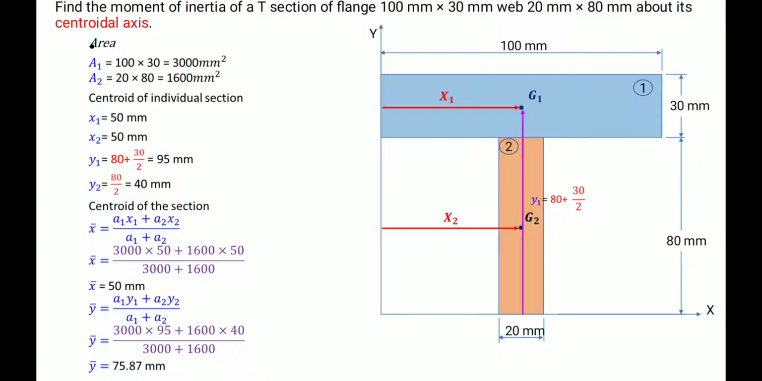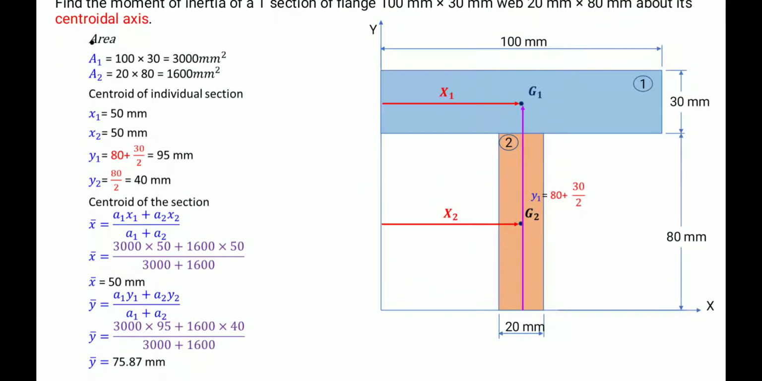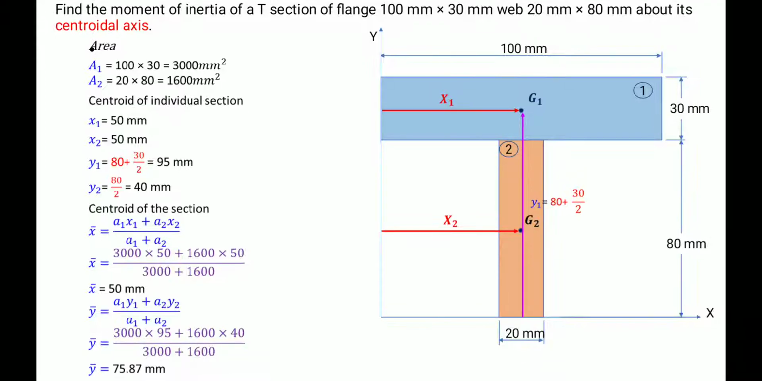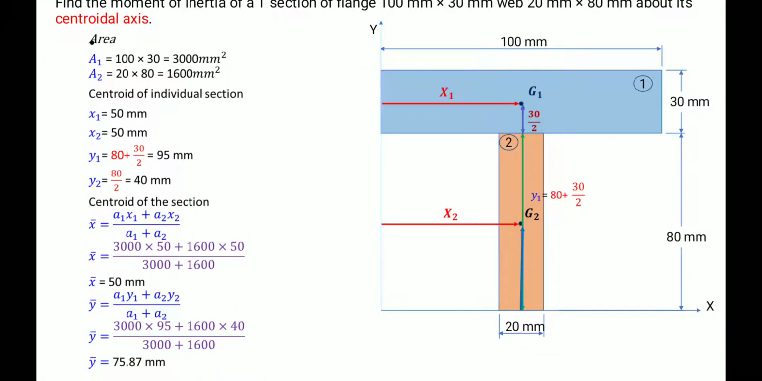Then y1. y1 is the distance taken from the x-axis along the y-axis. This distance is up to 80 mm, and after 80 mm the height is 30. The centroid is in the middle of the first section, so y1 is equal to 80 plus 30 by 2. Then y2: G2 is at the center point of the web, so y2 is 80 by 2.